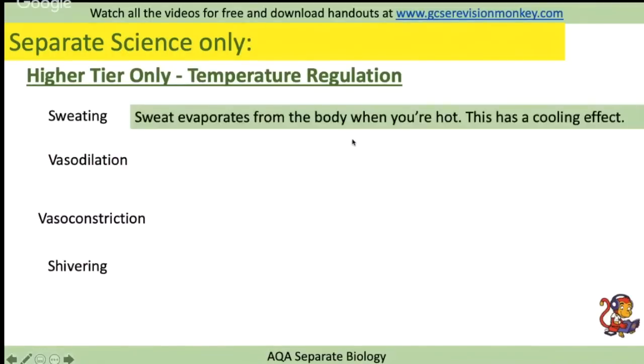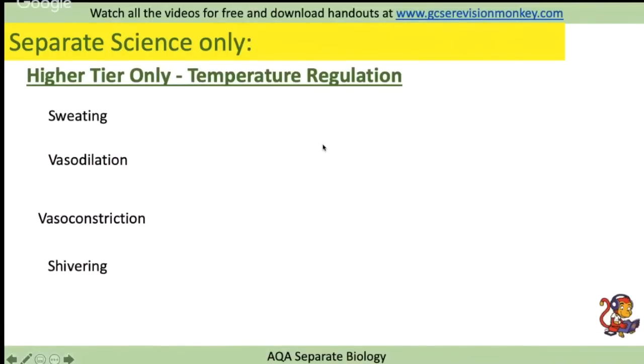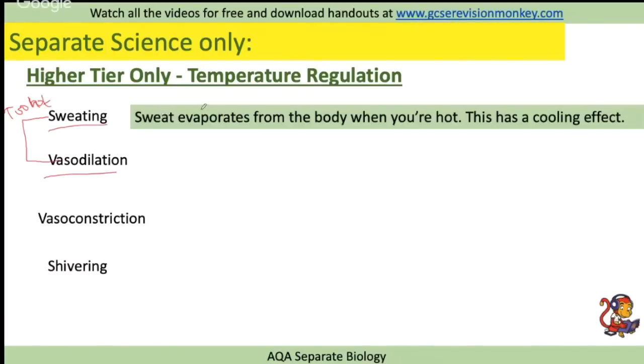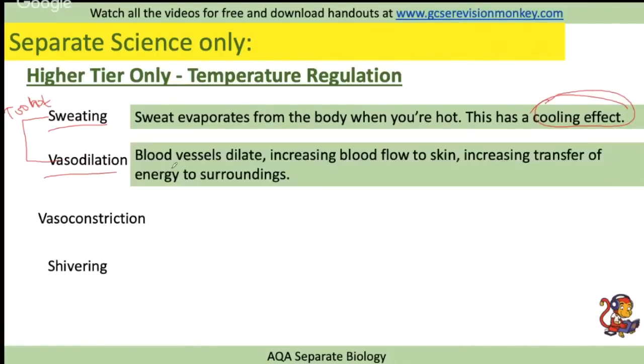A little bit on temperature regulation. If you are too hot, you're going to want to cool yourself down by sweating or vasodilation. So sweating, if sweat evaporates from your body, this has a cooling effect. Vasodilation, the blood vessels dilate, which means they get a little bit wider. They increase the blood flow to the skin, and this increases energy transferred to the surroundings.